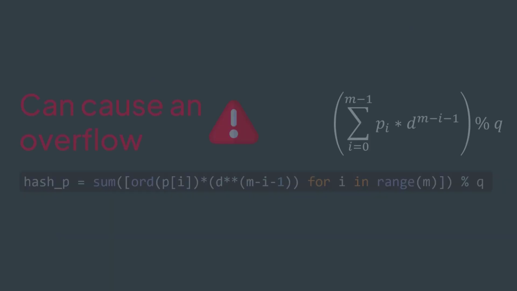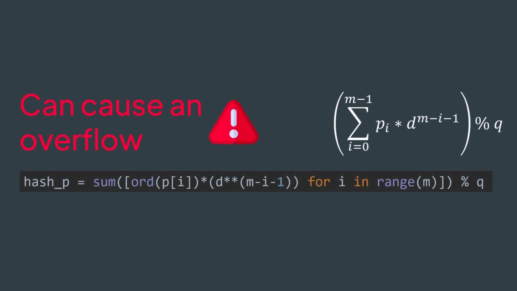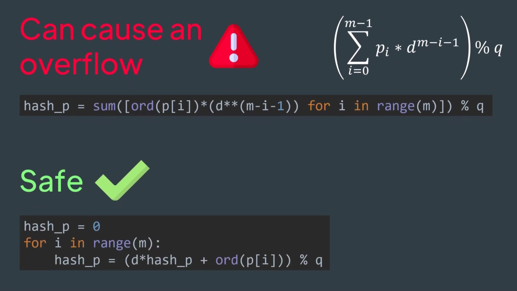One small problem, however, is that because m and d can be quite big, calculating the sum can cause an overflow. To fix that and still get the same result, instead of calculating the hash of a key like this, by directly calculating the sum, we write this instead. We start at 0, then for each character at index i, hash becomes d times hash plus the ASCII code of the character, all that modulo q.